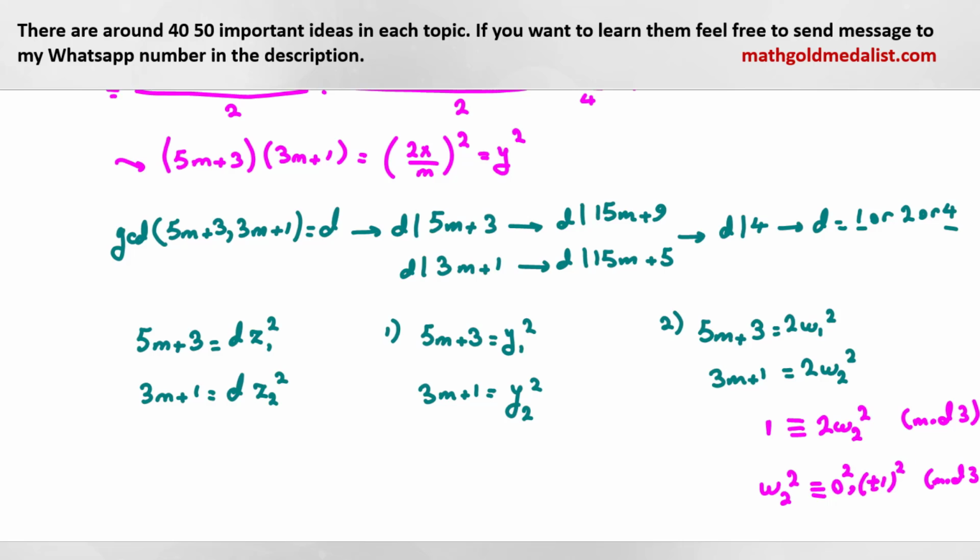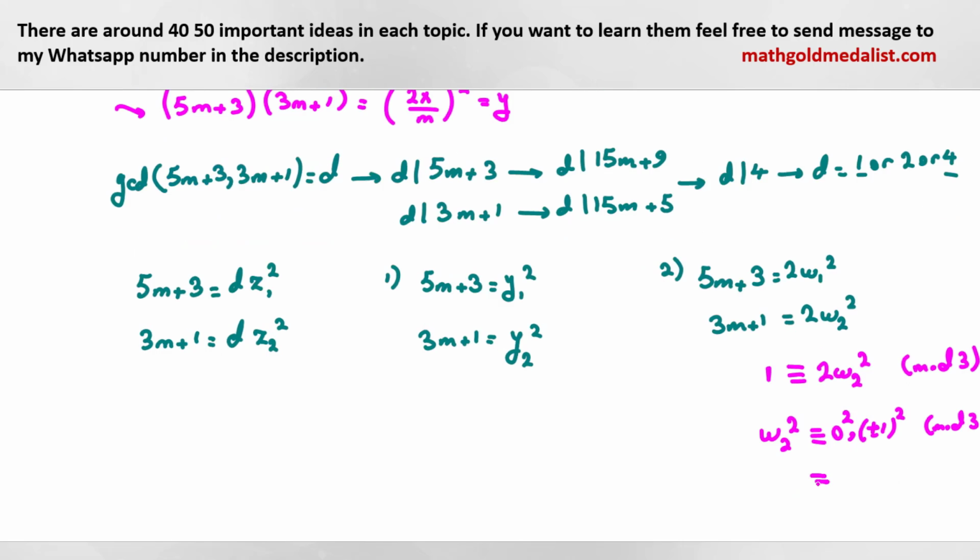Because mod 3, 2 is minus 1. So if you check, it will be 0 and 1, right? So 2w2 squared can be what? 0 or 2. So do you agree it's not possible, because 2w squared can only be 0 or 2 mod 3, but this one is 1, so that's a contradiction, right?